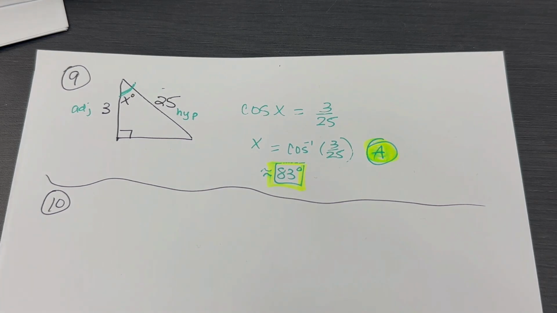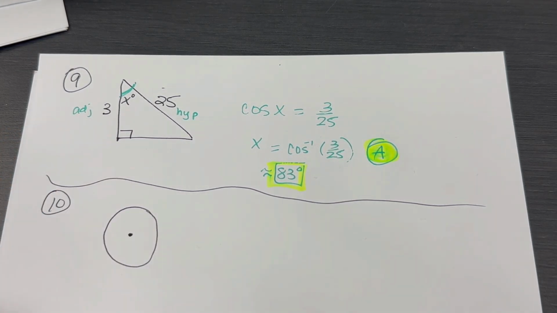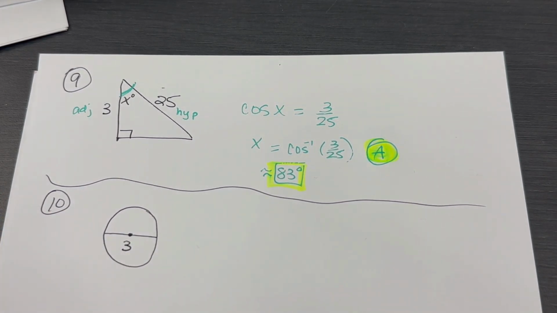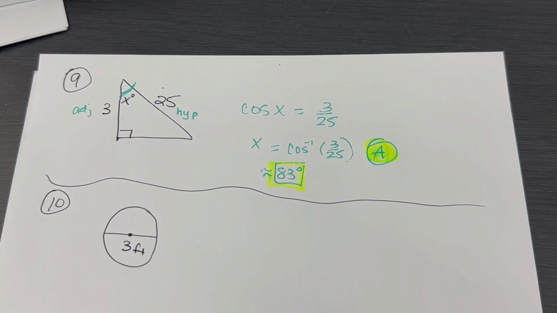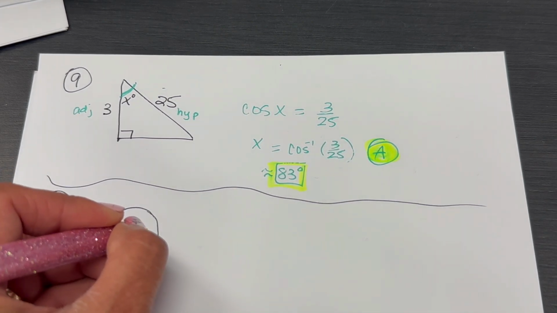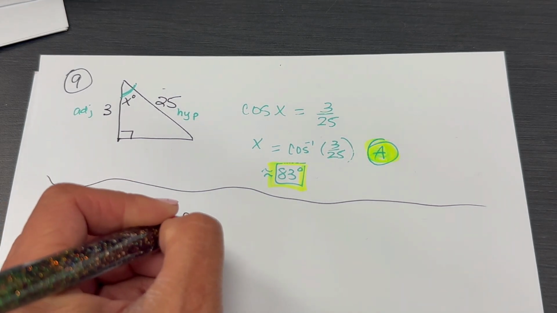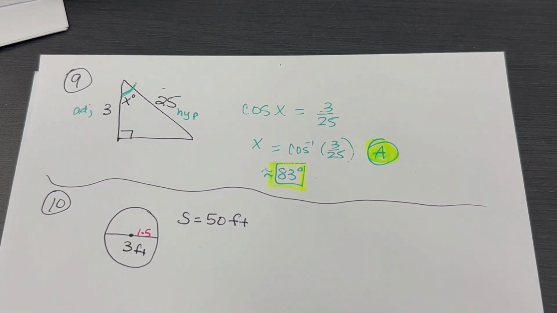Number 10 says a unicyclist rides his unicycle across the stage. A wheel is a circle. The wheel has a diameter of 3 feet. So we know across, through the center, the total from edge to edge is 3 feet, which means that the radius would be half of that. Half of 3 is 1.5. So the radius would be 1.5. Continuing on, it says the distance he rides across the stage is 50 feet. So the total distance, that would be arc length, is 50 feet. It's arc length because we're dealing with distance along a circle.